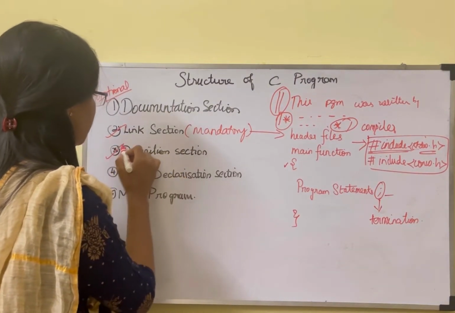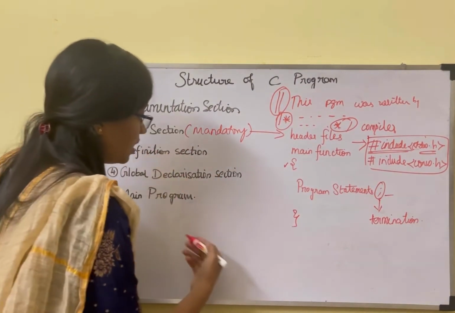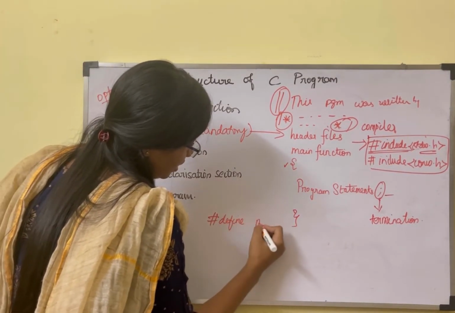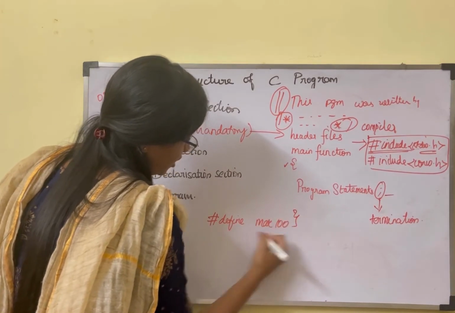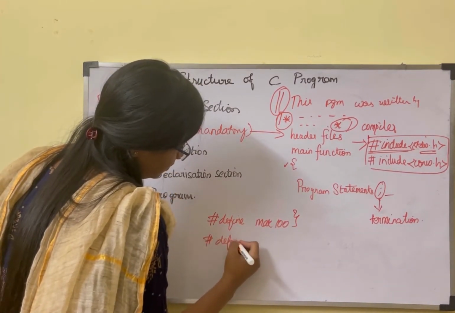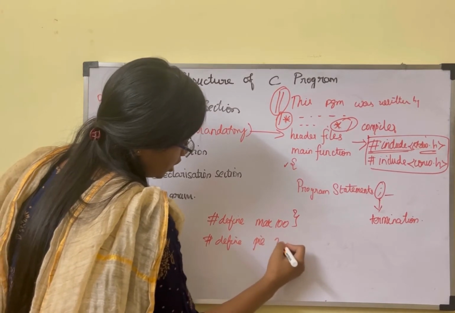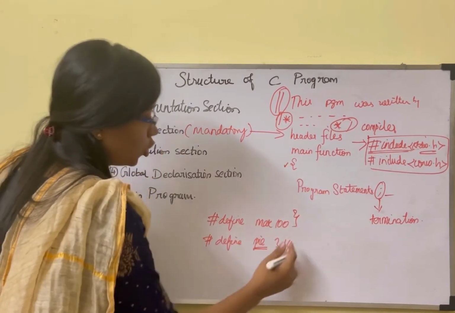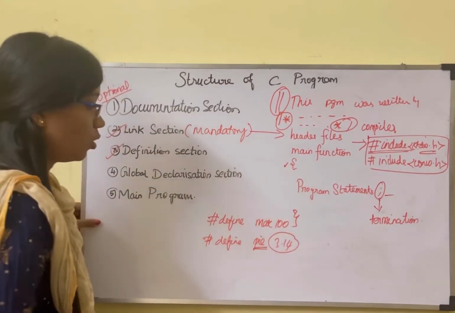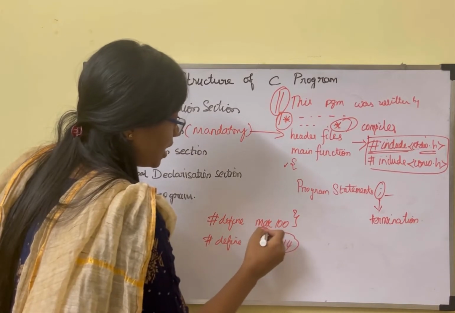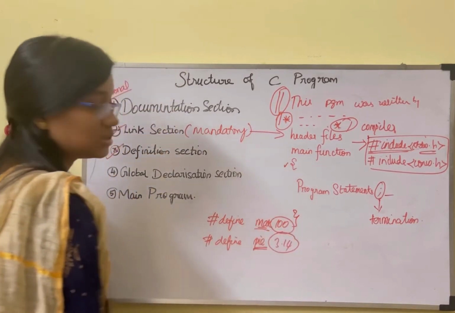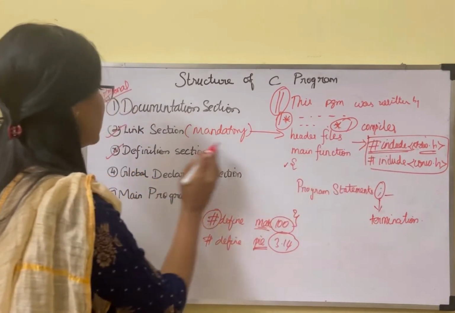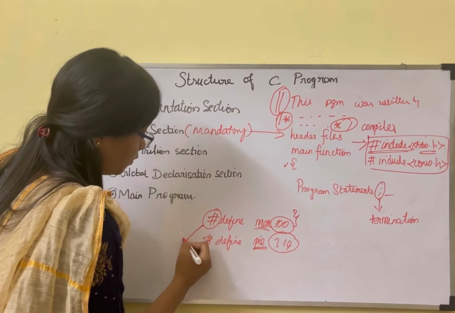Then is the definition part. Definition part is nothing but we will define something. If I write #define MAX 100, or #define PI 3.14, wherever I use the word PI inside the program, it will be replaced by 3.14, or wherever I use the word MAX, it will be replaced by 100. So this hash, in the header file or in the definition part, everywhere, is a preprocessor.